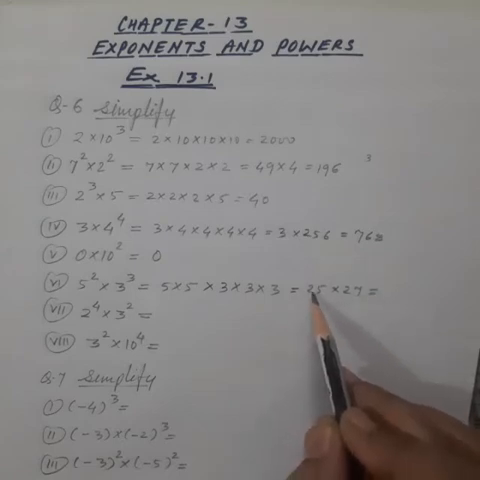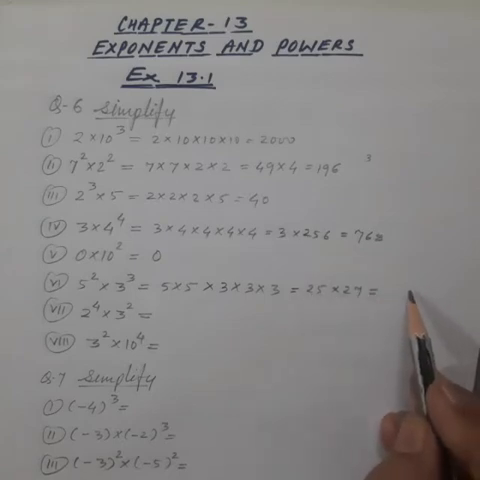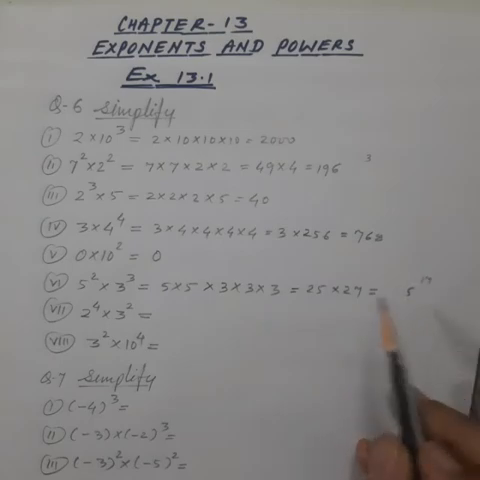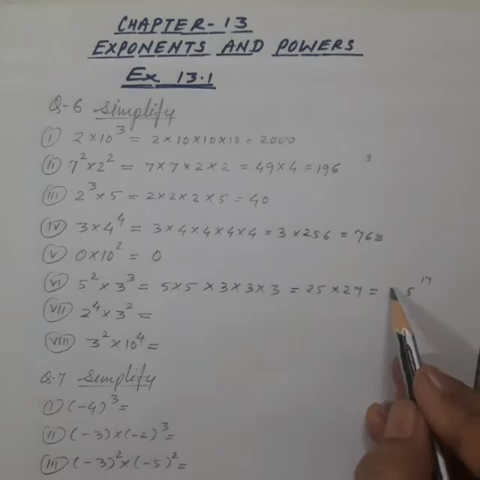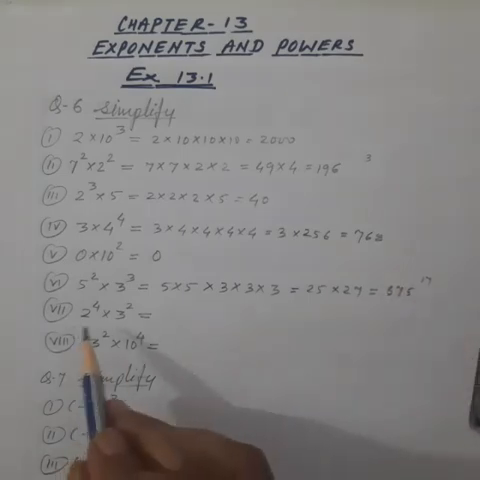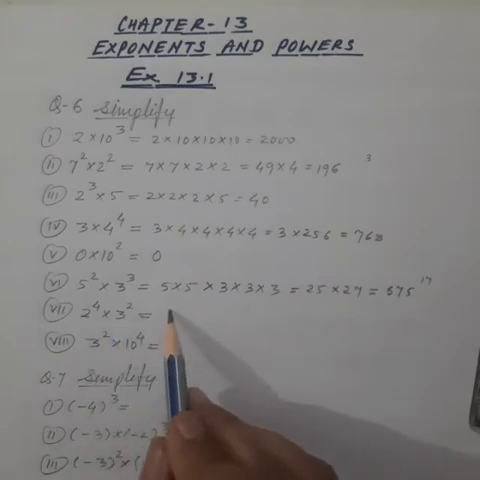Multiply. 25 7s are 175. 17 carried. 25 2s are 50. 50 plus 17, 67. 675. Seventh, 2 to the power 4.